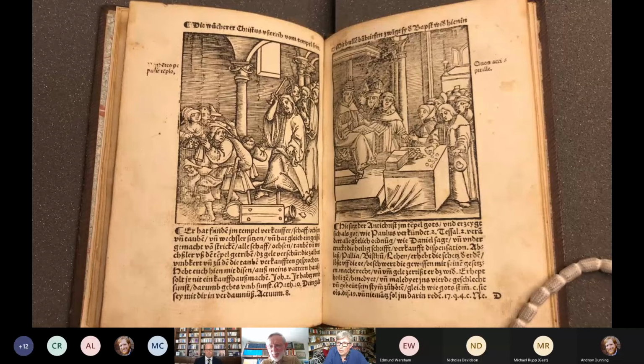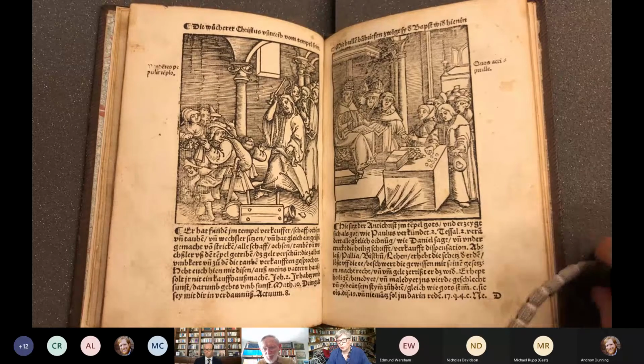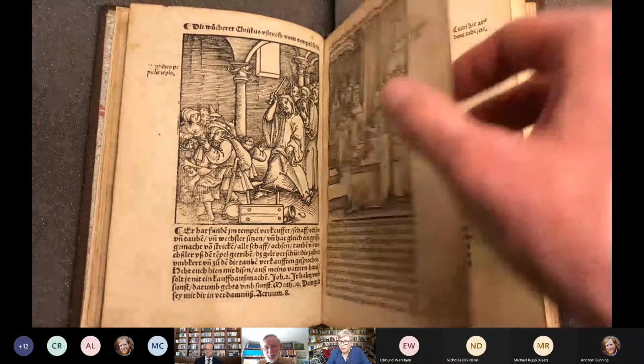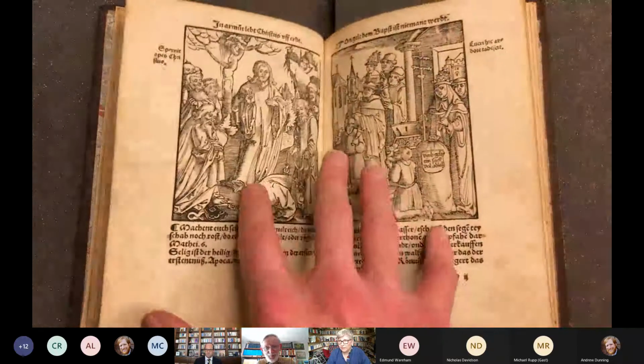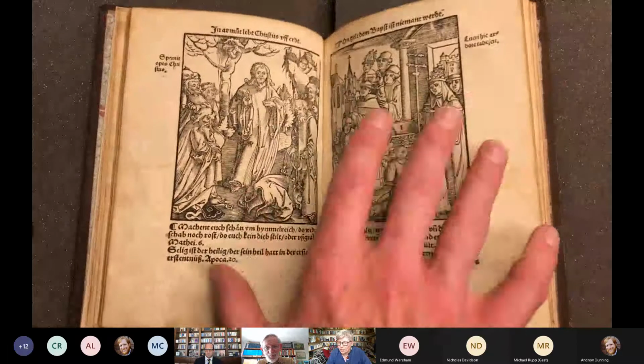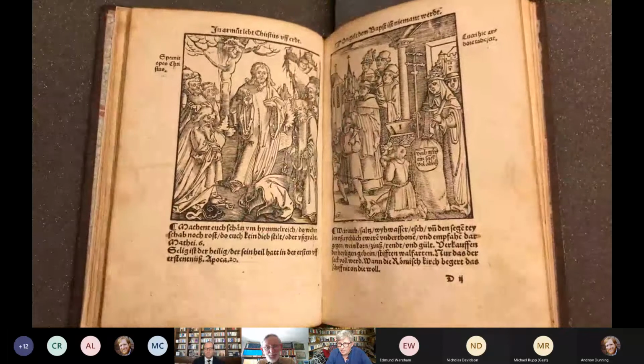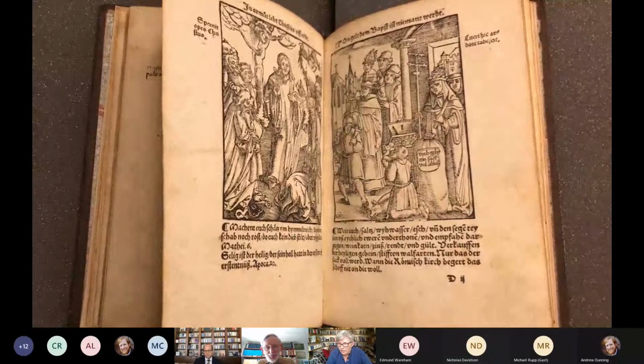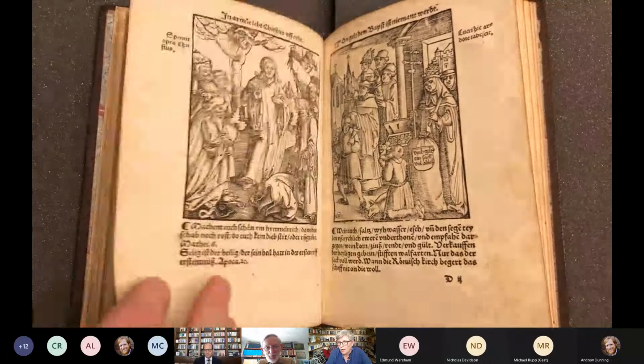So, if we now turn over the page from D, going to D2, you remember in the Erfurt copy and in the Antithesis, we had on D2 the ascension of Christ to heaven and the descent of the Pope to hell.